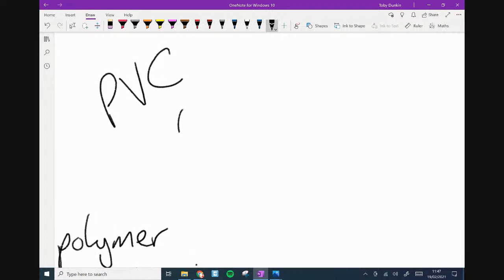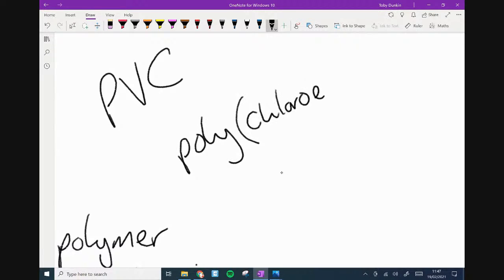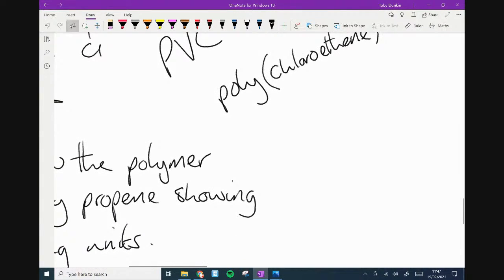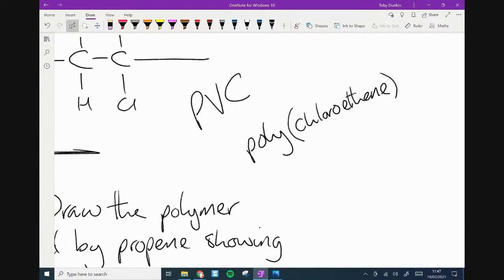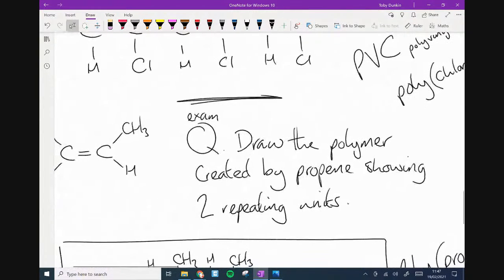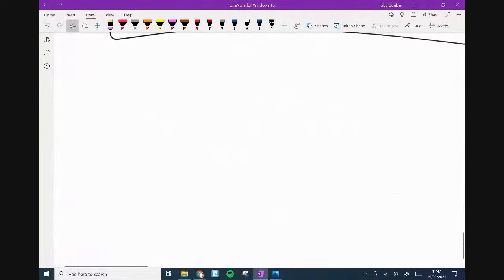So this is poly in a bracket chloroethene. That is the actual name for PVC. If you're interested, this one here is polyvinyl chloride. Go figure. Next. Okay, so we've had one exam question on a repeating unit. Let's go for the next one.